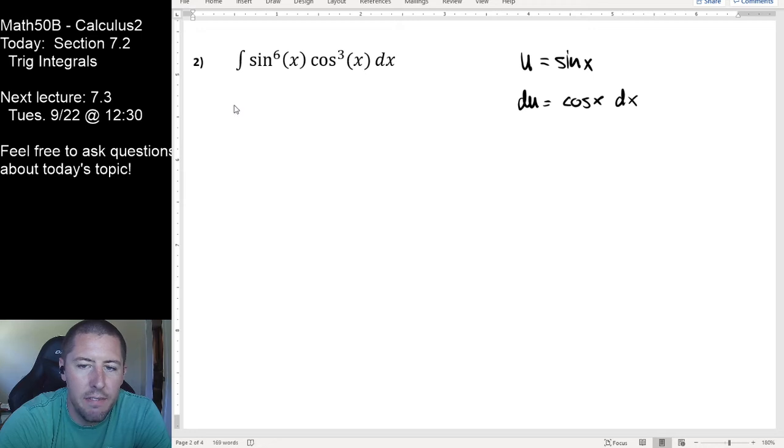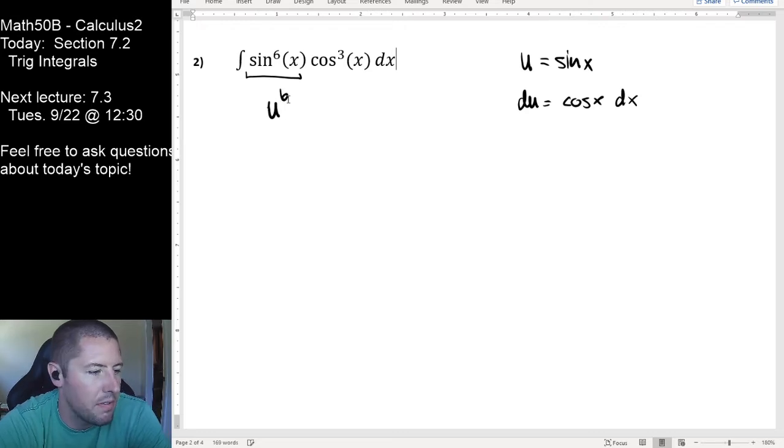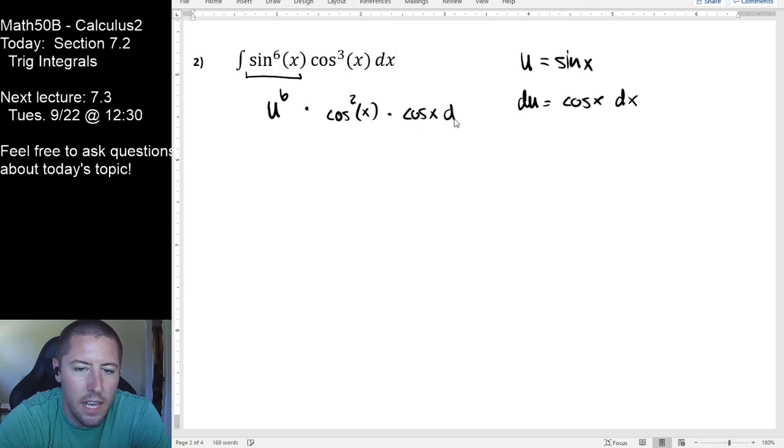So the thing that's kind of good here is that this sine to the 6th of x, that's certainly just u to the 6th as we've got it written right now. But here's my problem. This is not quite what we've got here, right? I guess I could write this as, I can see that I have a cosine squared of x times cosine x dx, and this is du. That's certainly true. But what am I going to do with this little guy right here? It's not really quite clear to me what's going to happen there.